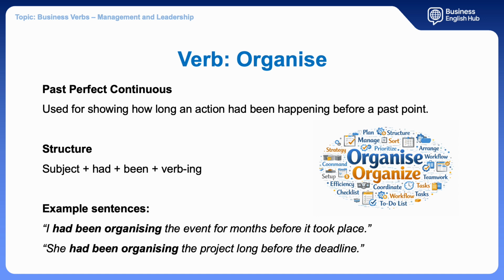Past perfect continuous of the verb organise is used for showing how long an action had been happening before a past point. The structure for this is subject plus had plus been plus verb ending in ing, which is organising. Example sentences include: I had been organising the event for months before it took place. She had been organising the project long before the deadline.